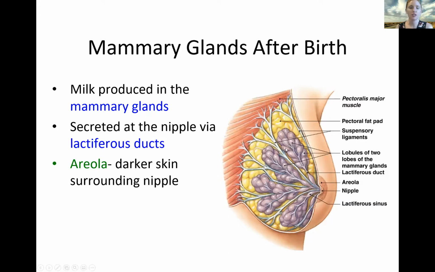And during the birth process, because of the changes in hormones, they're going to start producing milk. Okay, so the mammary glands are divided up into these lobes, these lobules. Those right there, they produce the milk. And then the milk is going to be drained into the lactiferous ducts, which will enlarge into the lactiferous sinuses, and then they're going to come out from the nipple. Now, also you should know that the area surrounding the nipple, the darker skin part, that's called the areola.